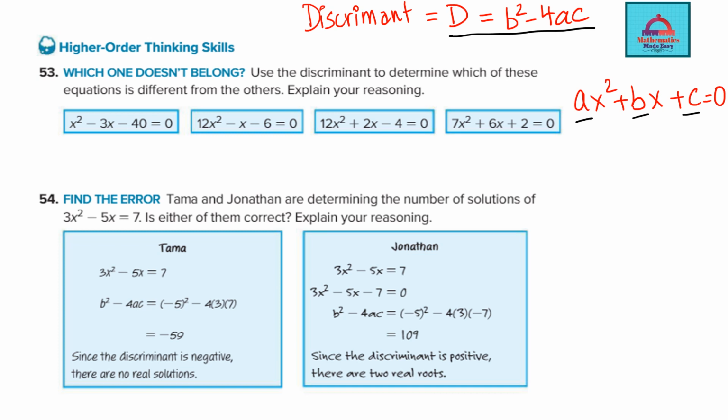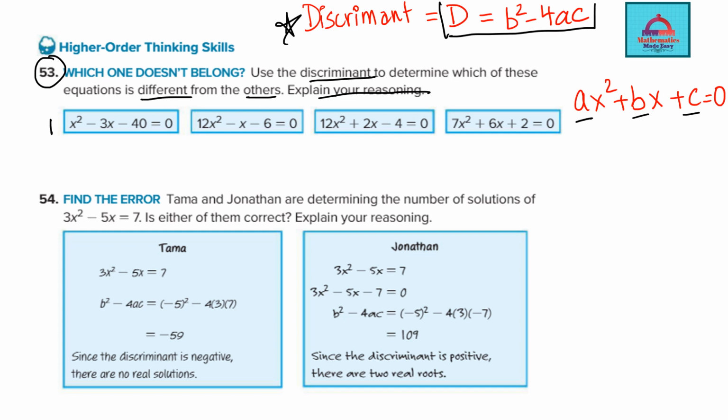Now for question 53, before we start, it clearly mentions use the discriminant. So definitely you have to learn this formula and use it while you solve this question. And you need to determine which of these equations is different from the other. So it's like find the odd one out. Also, you need to explain your reasoning, because it is a free response question. You need to show your steps and show your working very clearly.